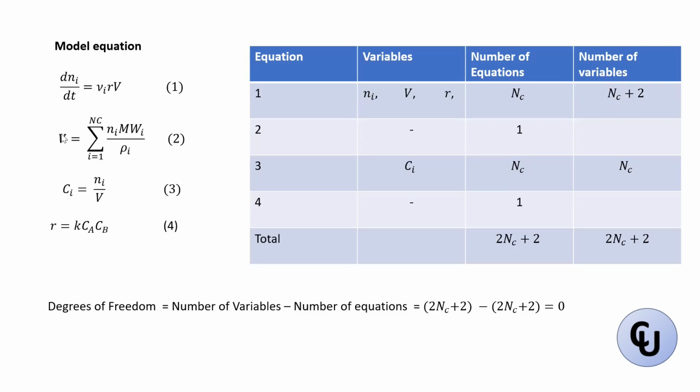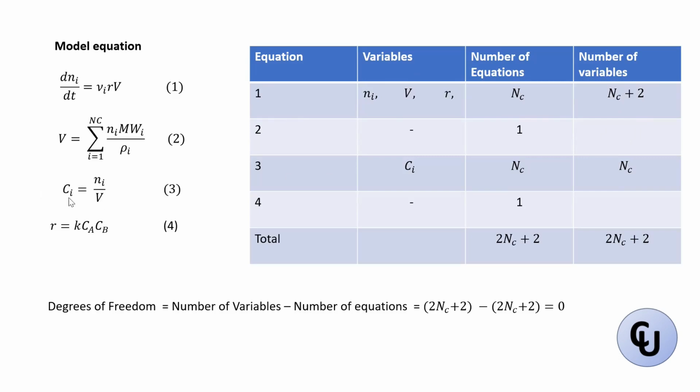Then for the second equation, V has already been counted, so we don't have any new variable here. We're only looking at new variables. V has been counted, and N has been counted. Molecular weight is a parameter, density is a parameter. So we have one equation and no new variable.